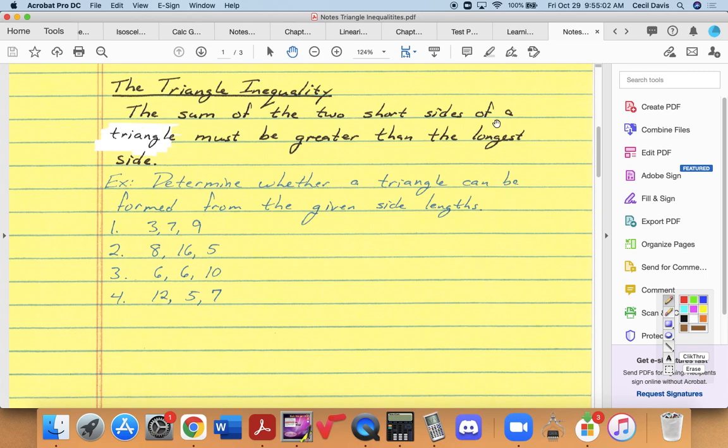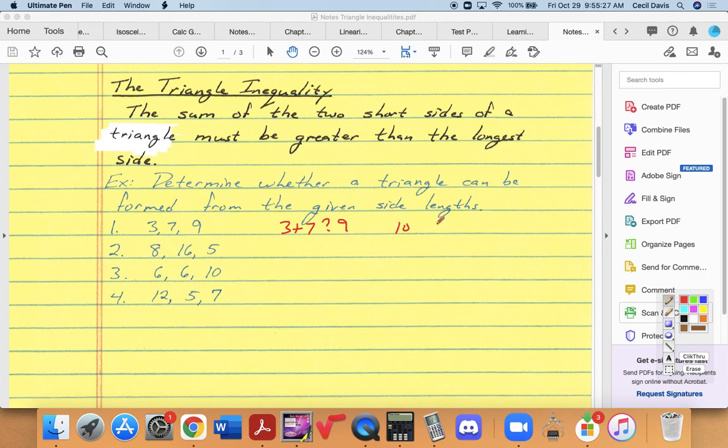So let's see if we can make a triangle from these sides. If I've got 3, 7, and 9, all you have to do is take the 2 short ones, 3 and 7, add them together, and compare them, so I'm going to put a question mark, to 9. Well, 3 plus 7 is 10, thank you. Is that greater than or less than 9? It's greater than. Is that the way we want it to work? Yes. So yes, we can make a triangle from those.